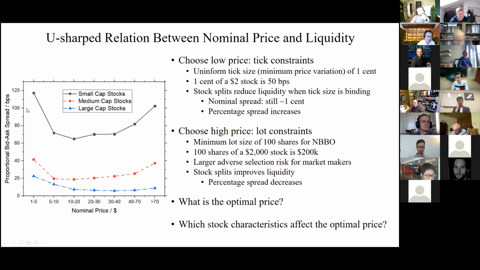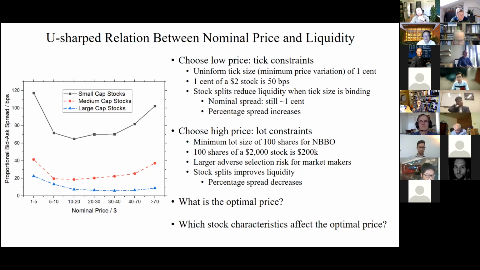The percent bid-ask spread here at this end, this is nominal price, $1 to $5, is very high because they suffer from the tick size constraint. For example, if you split from $4 stocks to $2 stocks, your bid-ask spread will not reduce because you suffer from the tick size constraint, but your percentage bid-ask spread increases. So now the question is, since there is a tick size constraint, should we go to very high prices?